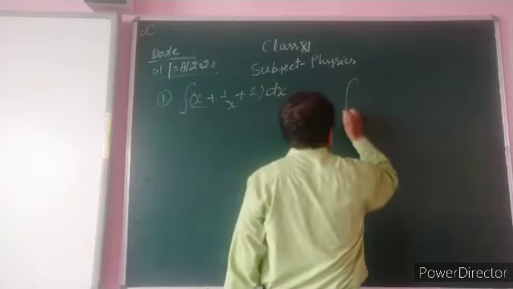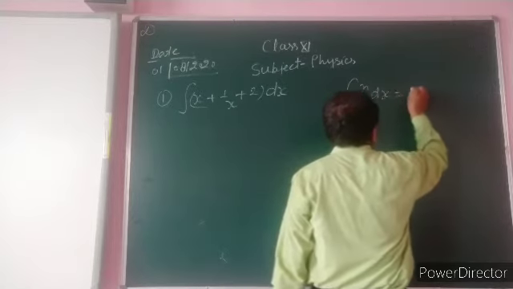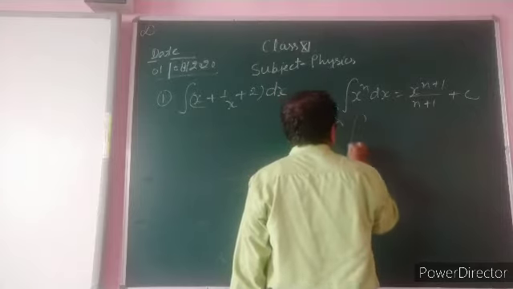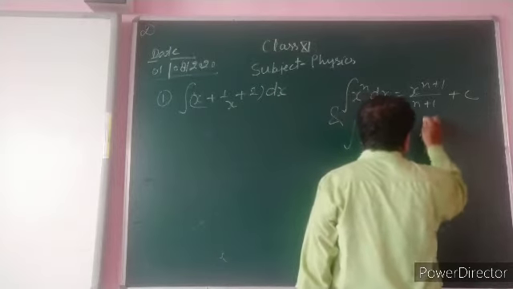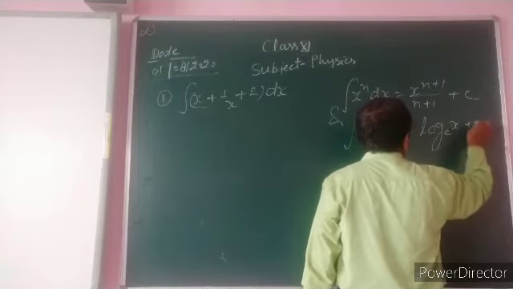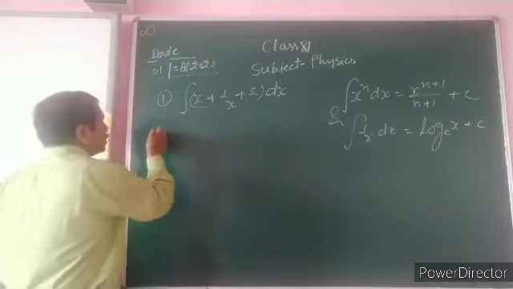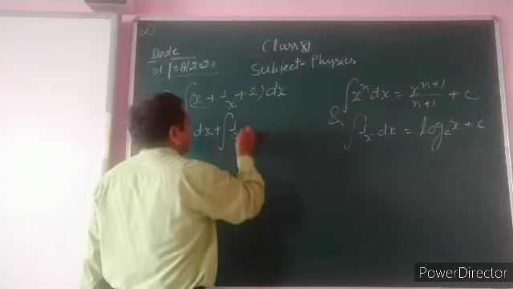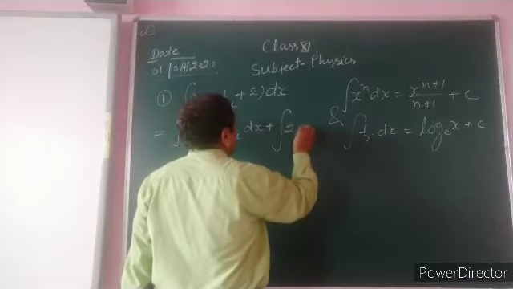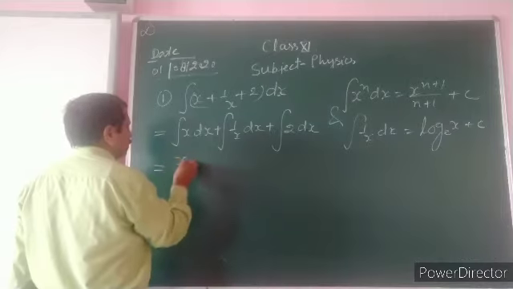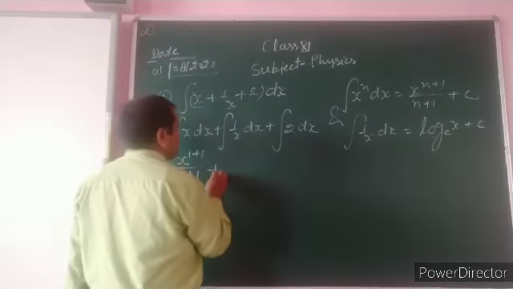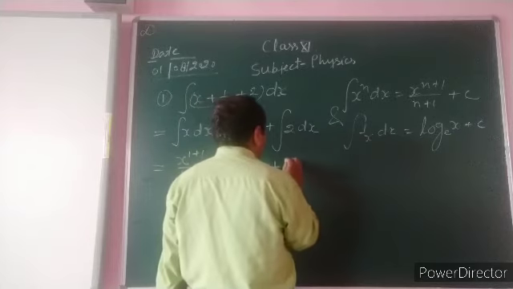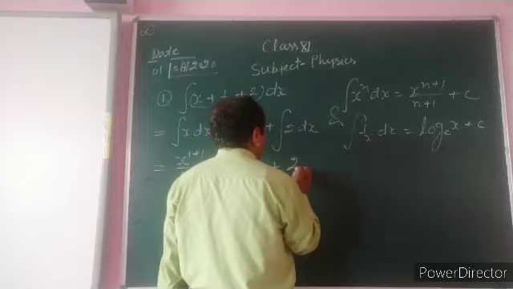Solve this question, apply the formula integral of x to the power n dx equals x to the power n plus 1 upon n plus 1 plus c, and the formula integral of 1 upon x dx equals log x plus c. This is integral of x dx plus integral of 1 upon x dx plus integral of 2 dx equals x to the power 1 plus 1 upon 1 plus 1 plus log x plus 2x.